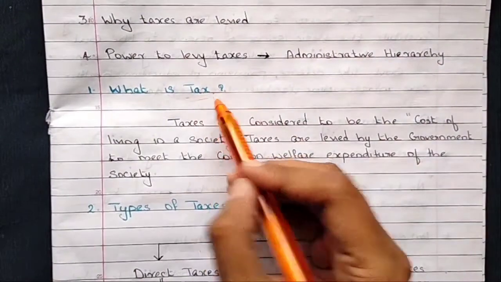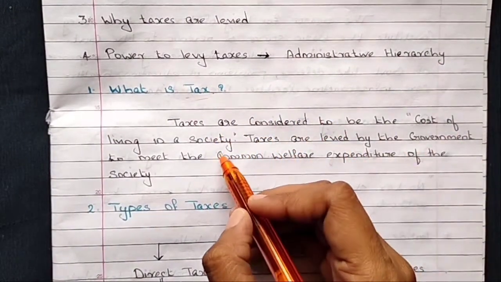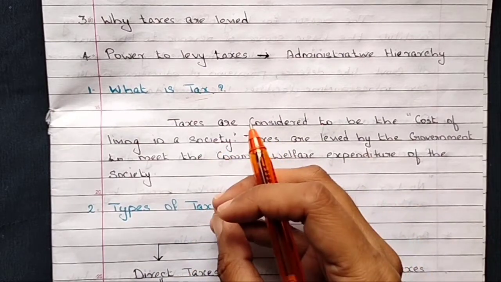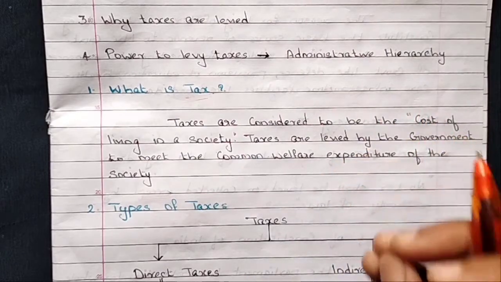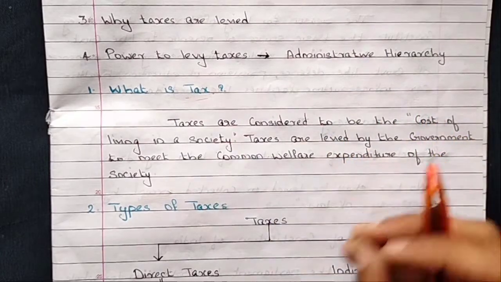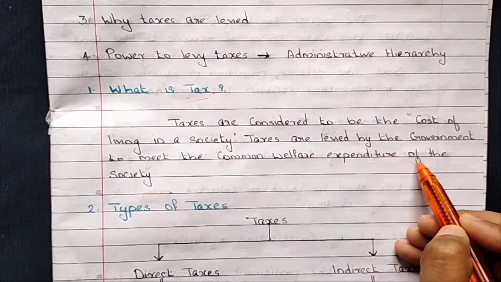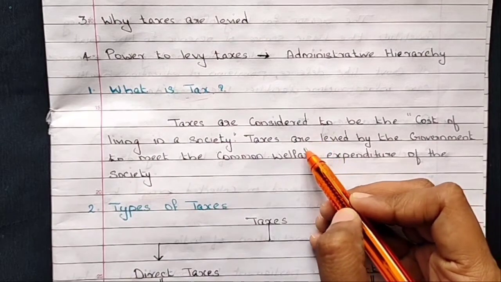What is tax? Taxes are considered to be the cost of living in a society. So, in order to live in a society, we have to pay something to the government, and that is considered to be tax. Now, why are taxes levied? Taxes are levied by the government to meet the common welfare expenditure of the society. So, in order to meet the common welfare expenditure of the society, the government is collecting taxes.